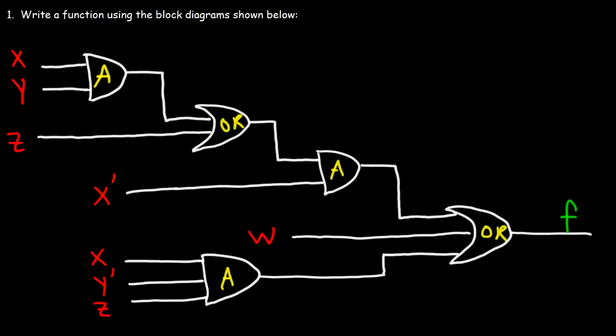We're going to take the inputs x and y, and we're going to multiply them. Now for the OR gate, we are going to add xy with the other input z. So this will be xy plus z. Now for this AND gate, we are going to multiply these two together. So it's going to be x prime times (xy plus z).